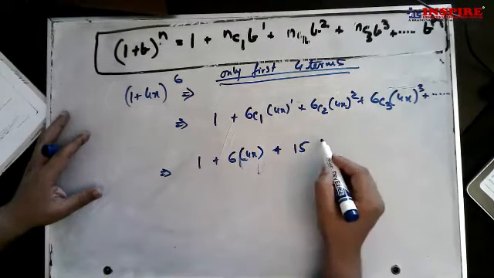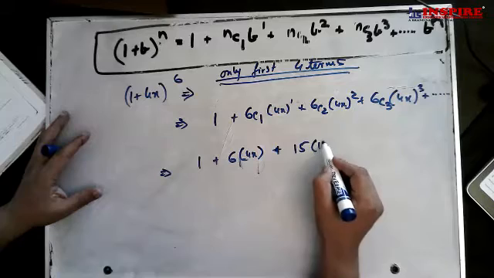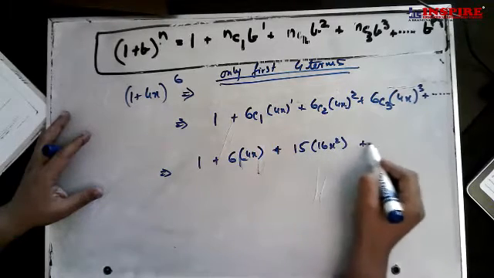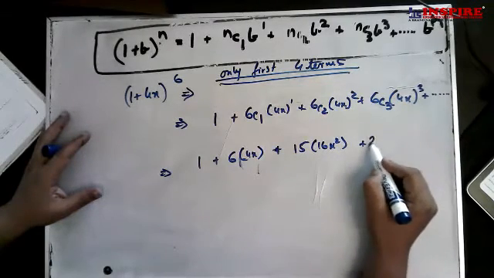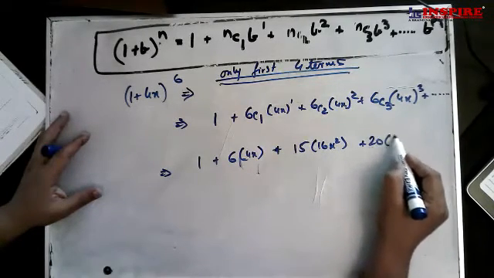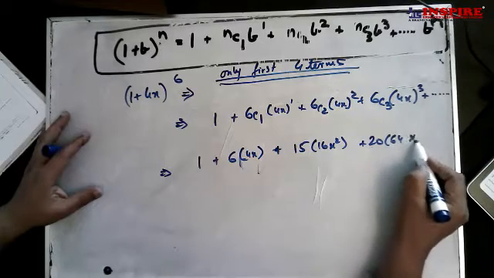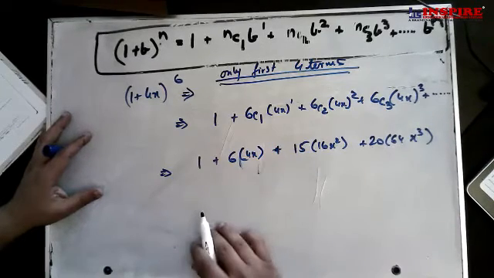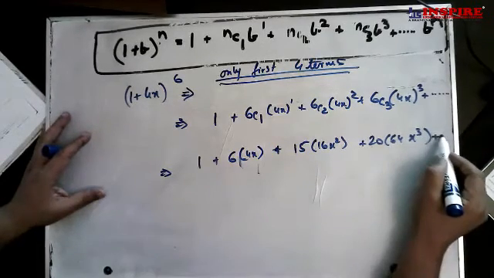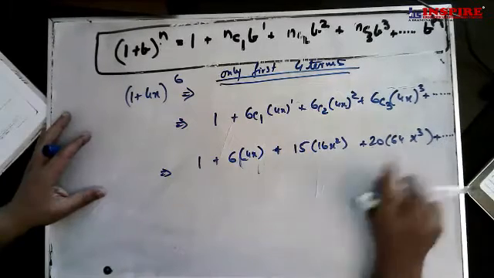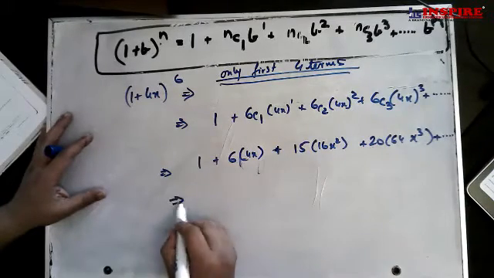Yes. It is 15. 4 squared is 16 x squared. Plus 63 is 20. 4 cubed is 64 x cubed. Plus dot dot dot. These dots are as important as the rest of them.